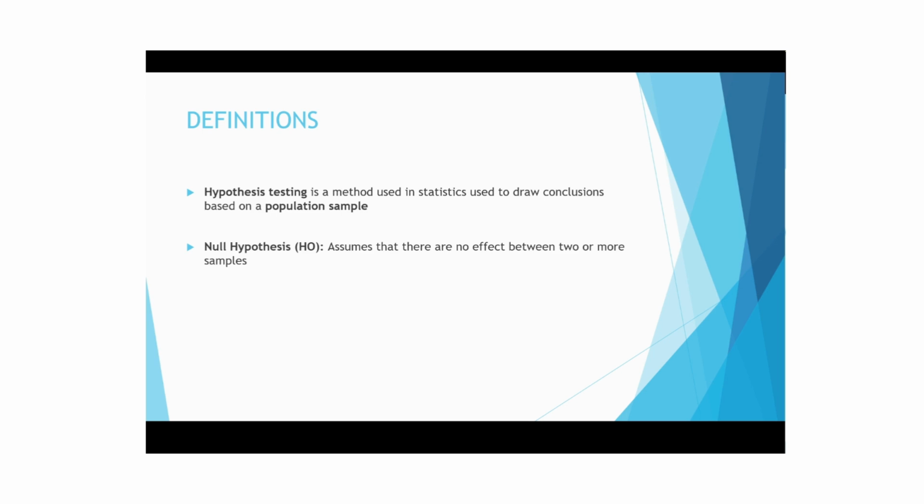In contrast, the alternative hypothesis, abbreviated as H1 here, assumes that there is an effect or difference between groups. This is what we usually want to test for, to see if the data provides enough evidence to reject the null hypothesis.